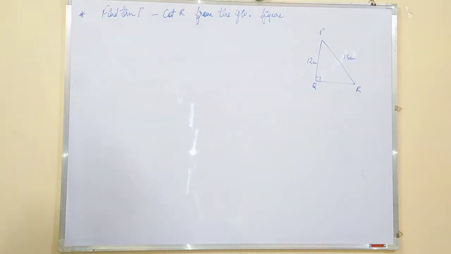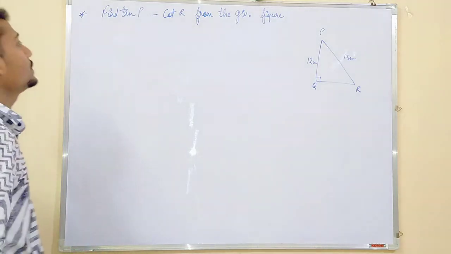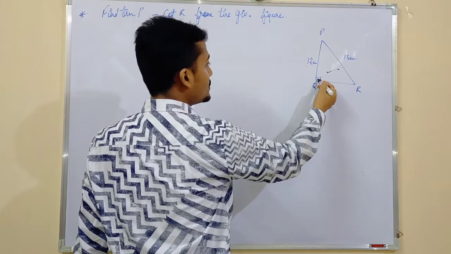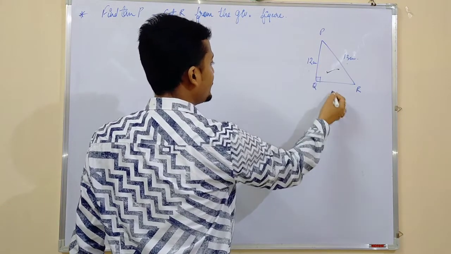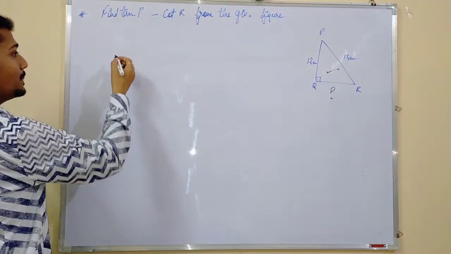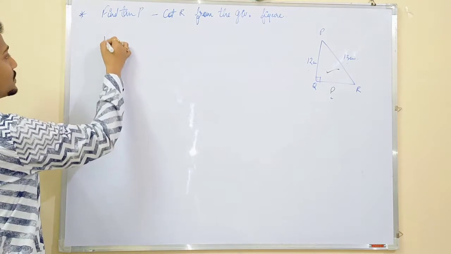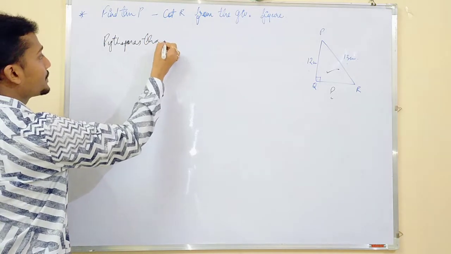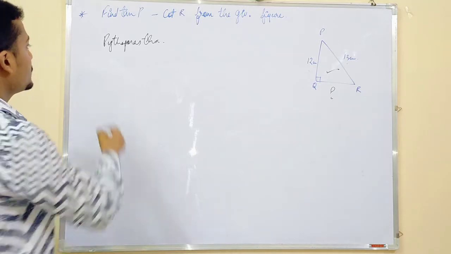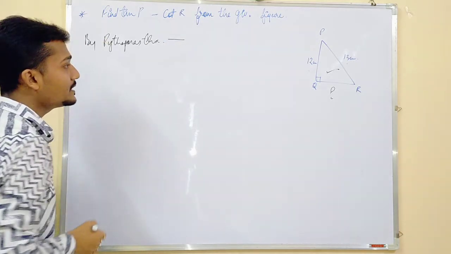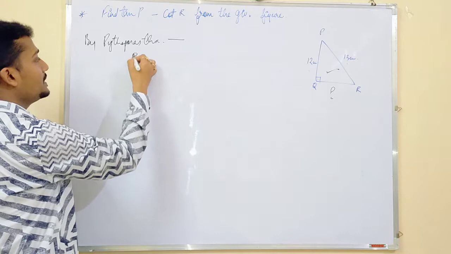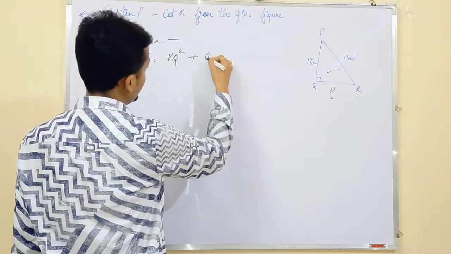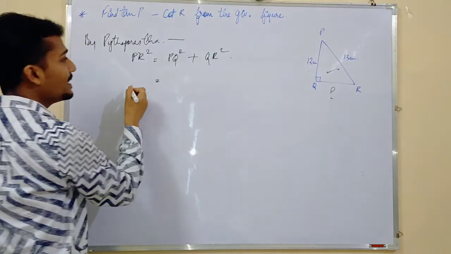How are they not different? Let us see. In this particular figure, it is given very carefully that this is 90 degrees, this is the hypotenuse, and this is one of the sides, and we have to find out the third side. What will be the third side? We know that by the application of Pythagoras theorem, you write in full, PR square is equal to PQ square plus QR square, isn't it?